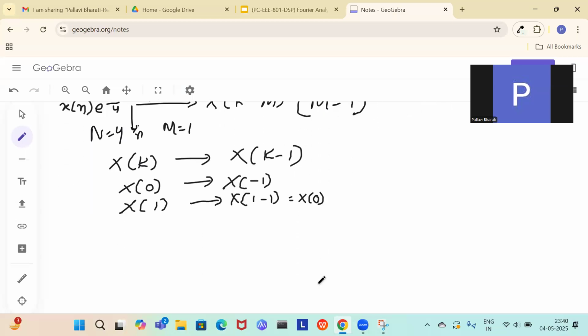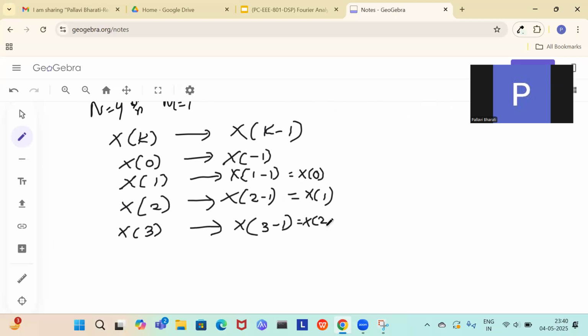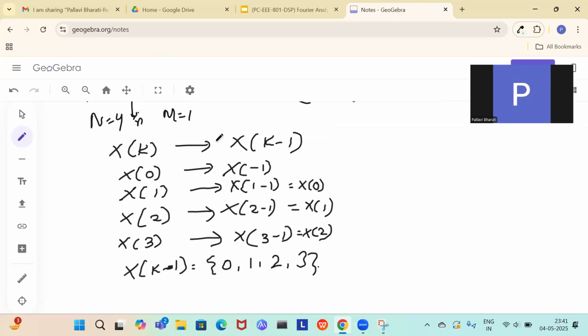After this, the one which was at X of 2 will now change into X of 2 minus 1, that is X of 1. The third one, which was at X of 3, will now change into 3 minus 1, that is X of 2. There was nothing at X of 4, so we don't need to write. So the final answer for X[k minus 1] is: at X of 0 we will have nothing, because at X of minus 1 we had nothing, and the rest of the values shift: 1, 2, 3. This is the final one that we get by using the frequency shifting property.